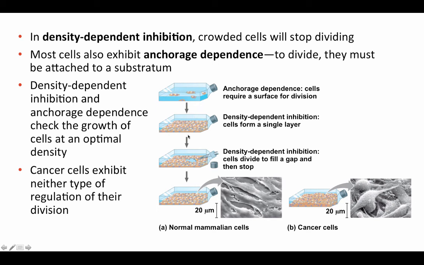And then the density dependent inhibition, the cells are going to form just a single layer. If you remove some of those cells, they'll divide until they fill in that gap. So this is how you get a normal mammalian tissue in a single layer of cells. But in cancer cells, the cells just keep growing regardless of whether they're attached to anything and no matter how crowded they are, and that's going to form these abnormal growths known as tumors.